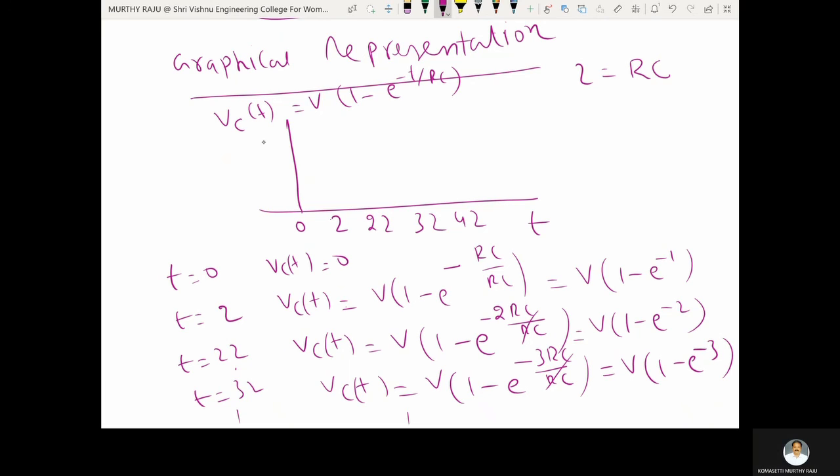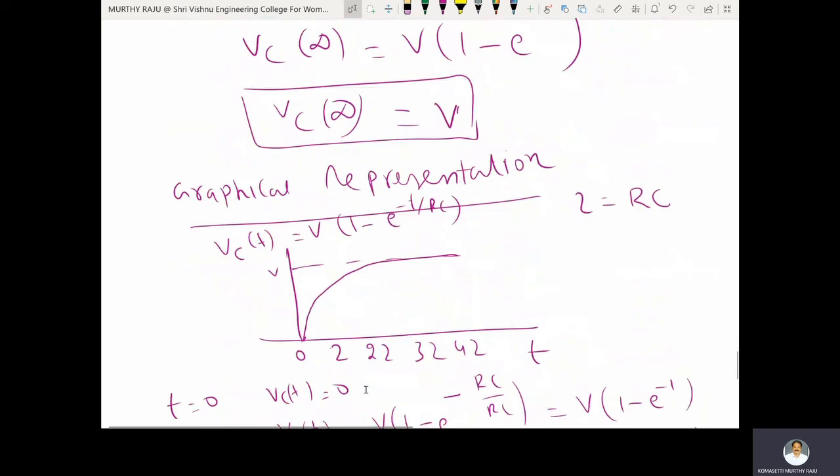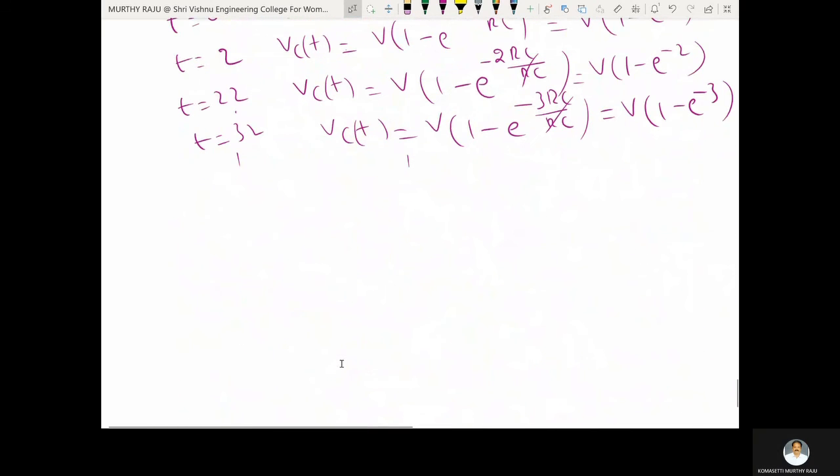At steady state condition, that means V volts. The capacitor charging is like that. Initially the voltage across the capacitor is 0. As the time increases, based on the time constant RC, the capacitor charges like this. With this, the derivation of the voltage across the capacitor is completed.